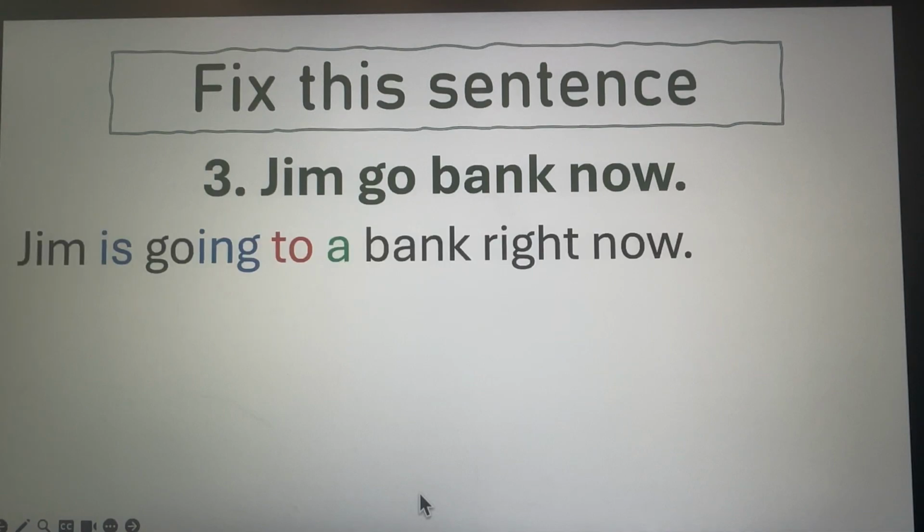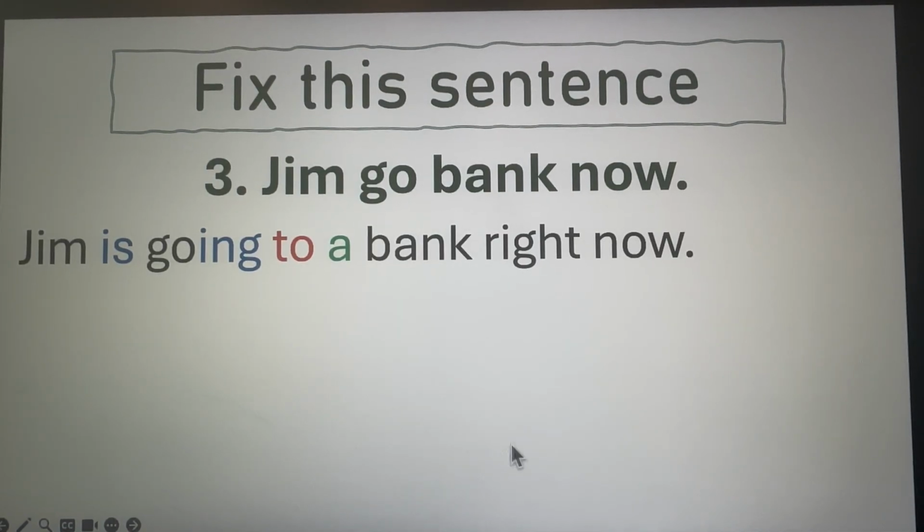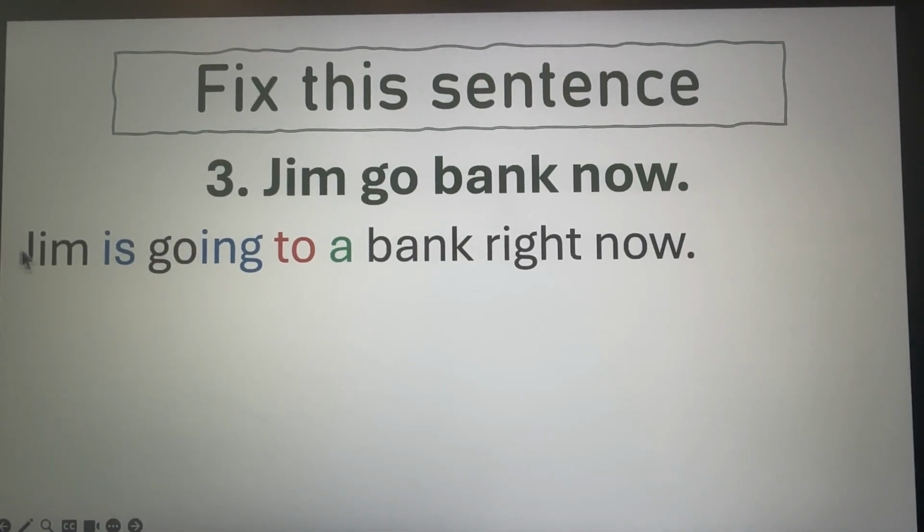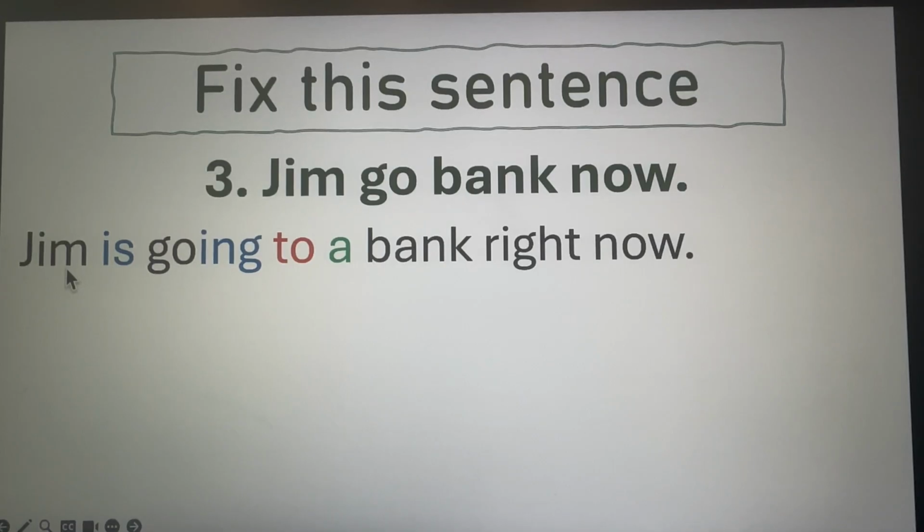Jim, go back now. Now we have the word right now, so I have to use a different verb form. For Jim, which is a he, it would be is going. Jim doesn't need anything, even though it's one person, because it's a person's name and it's capitalized. Now, sometimes an object that's capitalized may need the, but we'll have to decide individually about that. But for a person's name, nothing in front of it. Jim is going, direction to, one bank, so it's a bank, right now, is going, right now.